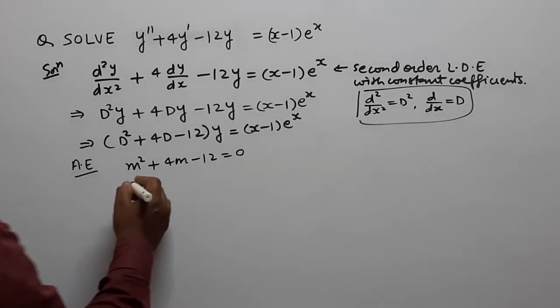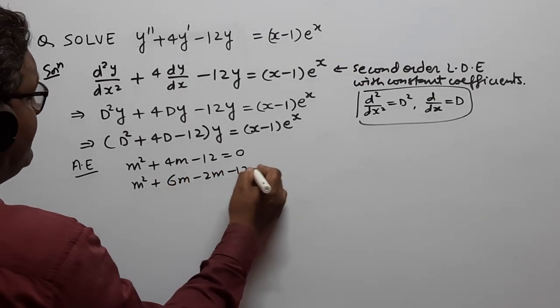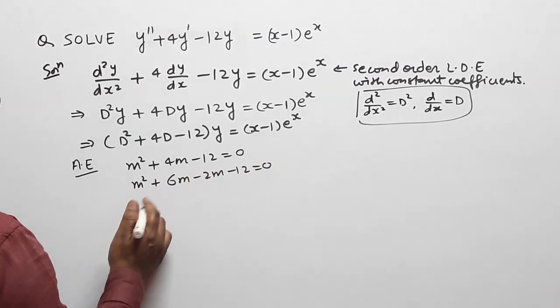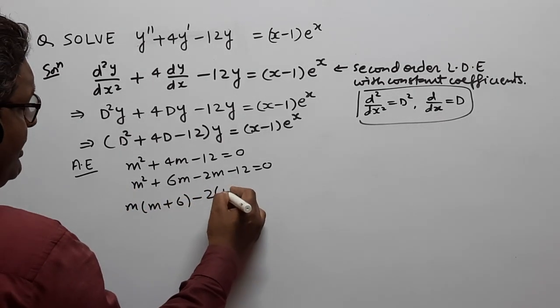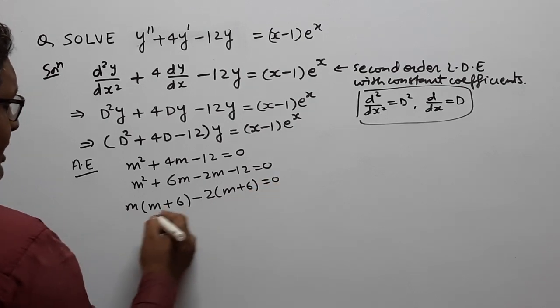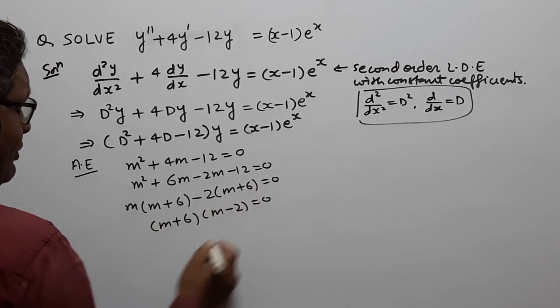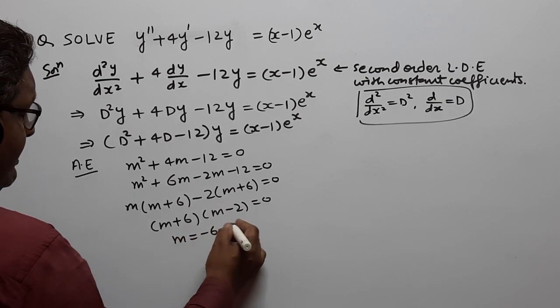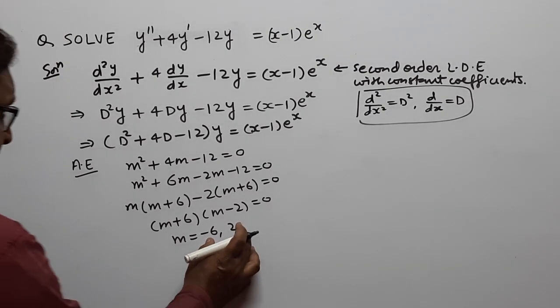So you can see here the factorization is m square plus 6m minus 2m minus 12 equal to 0. Taking m common, we get m plus 6. Now taking 2 common here, we also get m plus 6. Now taking m plus 6 common, we get m minus 2 equal to 0. So the roots of the given second order linear differential equation with constant coefficients are minus 6 and 2. These two roots are distinct.